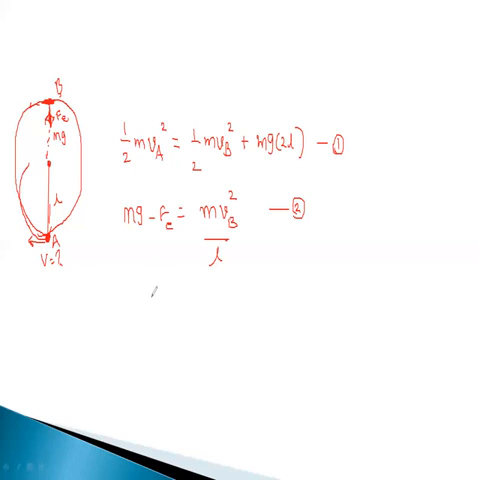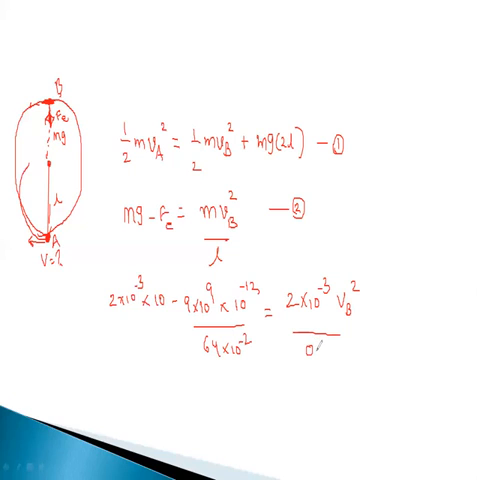And if we substitute all these values, what is the mass given in the question? Mass given is 2 into 10 power minus 3 kg, g is 10, and electrostatic force means 1 by 4 pi epsilon naught into q1 q2. Each charge is given as 10 power minus 6 coulomb. So q1 q2 means q square, that is 10 power minus 12, by length L which is given 0.8 meters whole square, that means 64 into 10 power minus 2. This is equal to, again mass 2 into 10 power minus 3 kg, vB square we don't know, first you have to calculate that, by L, again 0.8.